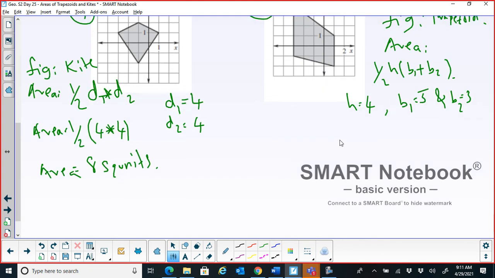So substitute here. Area equals half of h, which is 4, times 5 plus 3. 5 plus 3 is 8. 8 divided by 2 is 4. 4 times 4 is 16. So you have 16 square units as the area of this particular trapezoid. Okay, let's move on to the next slide.